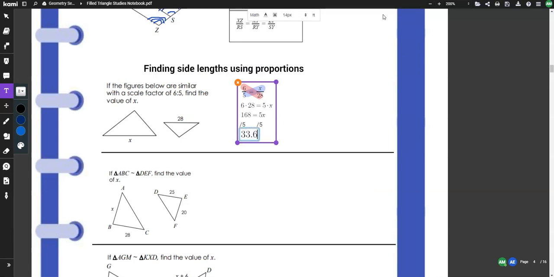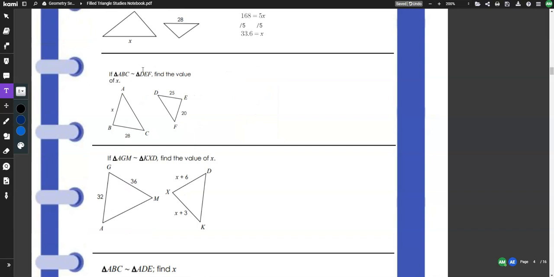So 33 and 6/10 is equal to x. All right, so if triangle ABC is similar to triangle DEF, find the value that's missing. So let's go ahead and we're going to say AB and DE. Let's go ahead and set up an equation. And DE. So we want AB to DE is going to be equal to BC to EF.